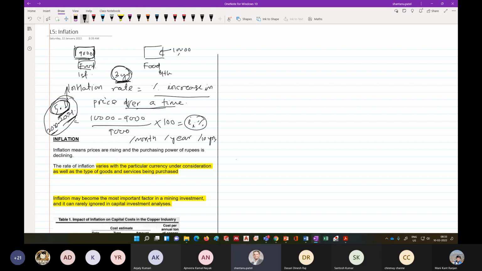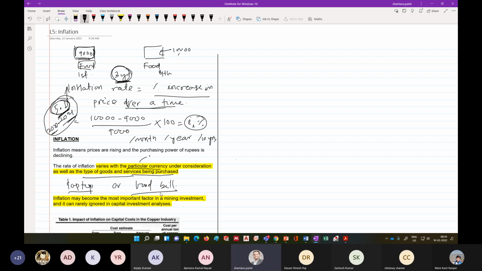So this is what it is written. It varies with a particular currency. So the inflation rate in US dollars will be different than in rupees. And also what type of goods or services are being purchased. Are you buying a computer or laptop, or your mess bill, like food bill?